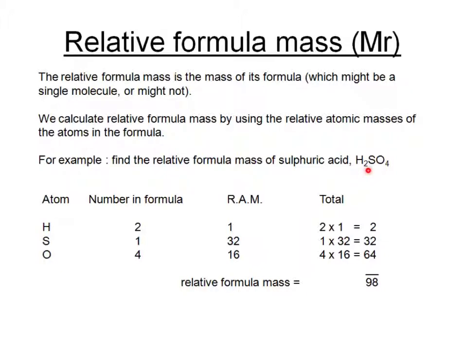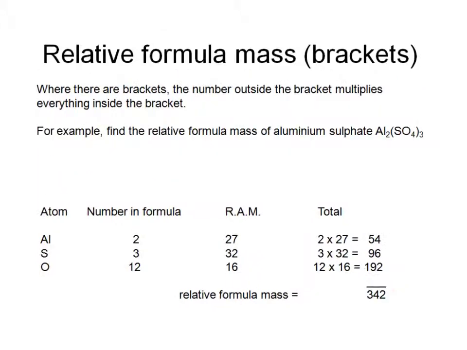there's one sulfur and there's 4 oxygens. So each hydrogen weighs 1, so 2 ones are 2. And each sulfur has a relative atomic mass of 32, and there's one of those, so that's 1 times 32 is 32. And then there are 4 oxygens, and the 4 oxygens each weigh 16, 4 16s are 64. Top them up and we get 98, and we call this the relative formula mass of sulfuric acid.